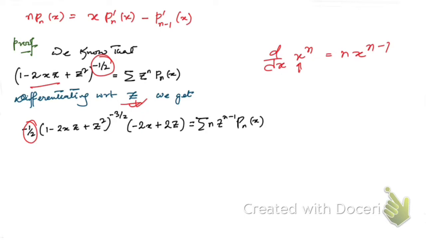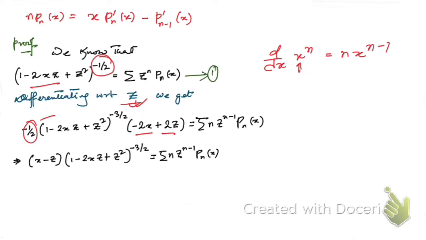Now this implies, if you multiply this half with these two terms, minus half with these two terms, you are going to get this result. Suppose let it be equation number 1. Again, if you differentiate 1 with respect to x, this time we are differentiating equation number 1 with respect to x, and doing so, what have we got?